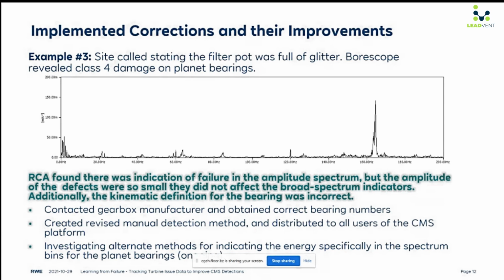Additionally, the levels where the spectrum was rising, where the defect was being indicated, were so low that they weren't affecting the broad-based indicators that this system had. So we contacted the bearing manufacturer and got the correct bearing numbers and the correct kinematic data. We also created a manual detection method, which involved scanning the data directly. And then we are currently investigating alternate methods for indicating that bearing energy that the current CMS platform is not capable of producing.